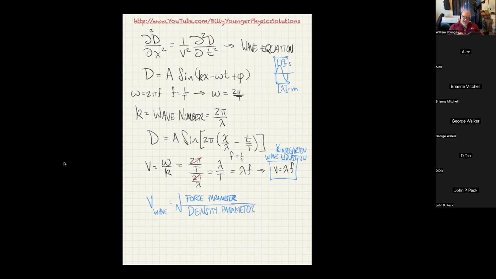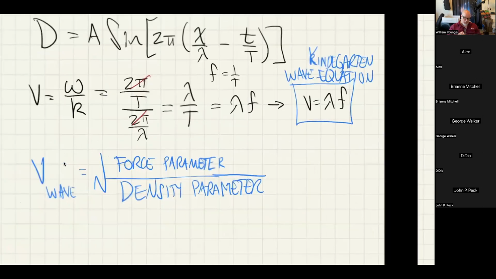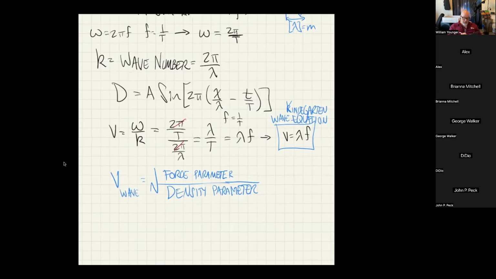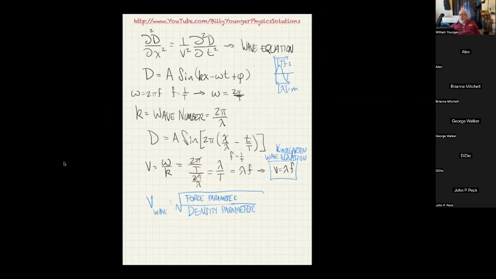Okay, what I mean by that is the density of the actual medium in which the wave is traveling. Propagating. That's the word we use for traveling. So that is the general rule for what the velocity of a wave is. And notice once you find the velocity of the wave, that doesn't change unless you change the material it's going through, by changing the force parameter, of course, or by changing the material, you change the density parameter.